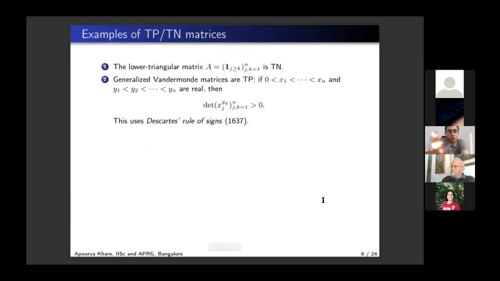Okay. So I told you the definition and some basic properties. Now let's go to examples. So this is a prototypical example of a totally non-negative matrix.